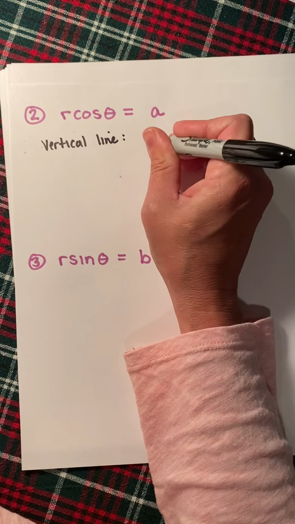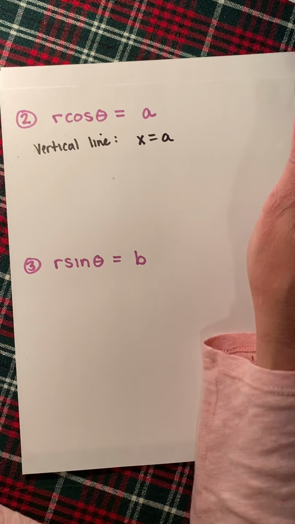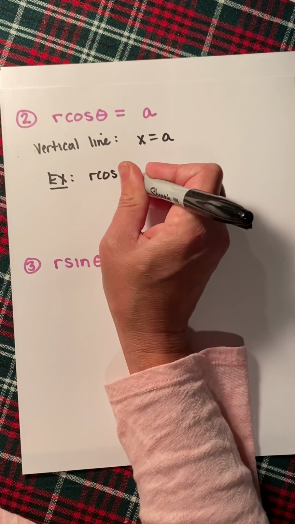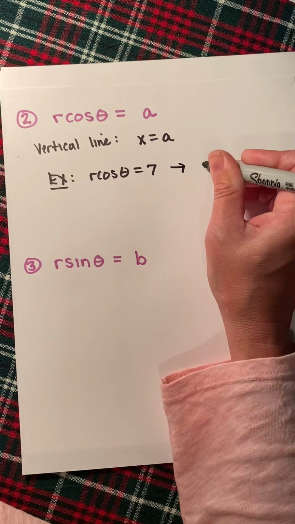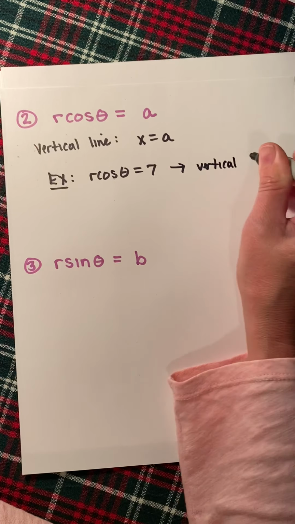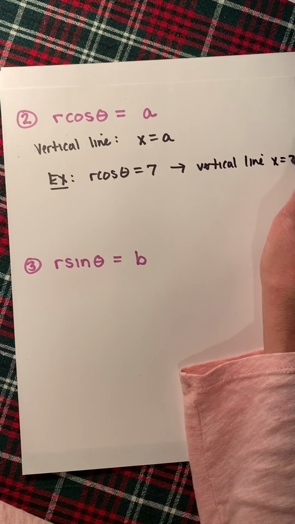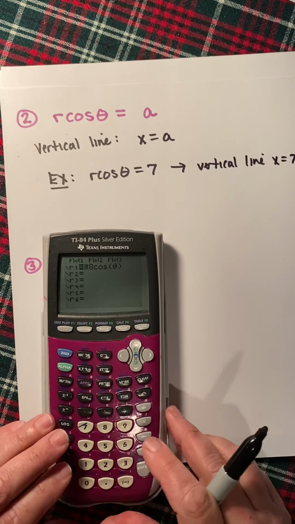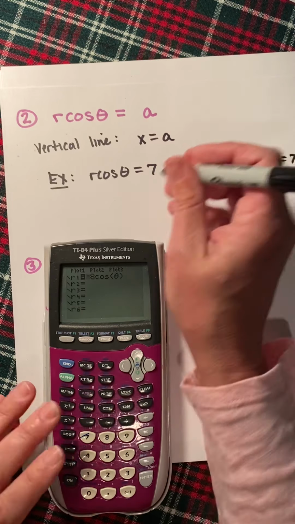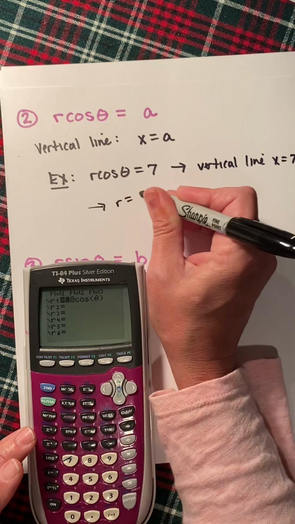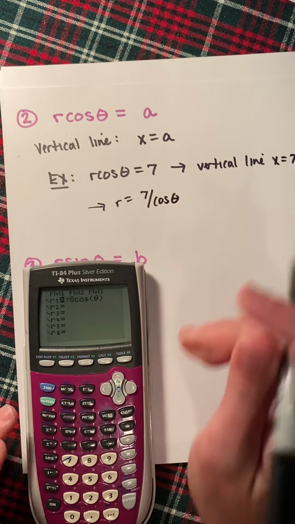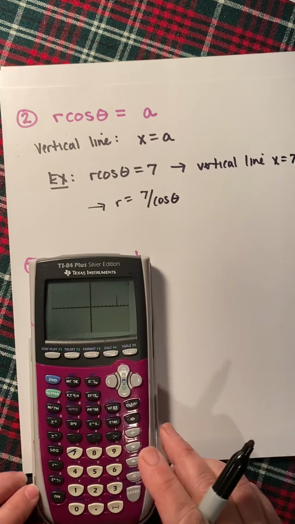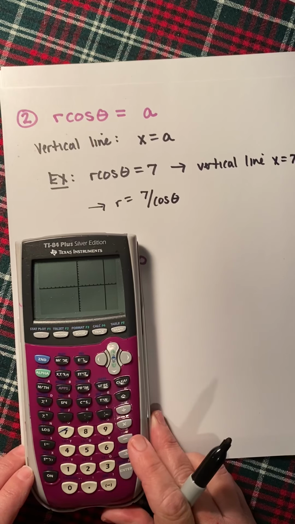Right. x equals a. So for example, r cosine theta equals 7. It's just the vertical line x equals 7, and this is so simple and easy to put in your calculator. Go back into this. We're going to do, well, r is equal to 7 over the cosine of theta, right? So we're going to do 7 divided by the cosine of theta. We're going to graph that, and we see we just get the vertical line.